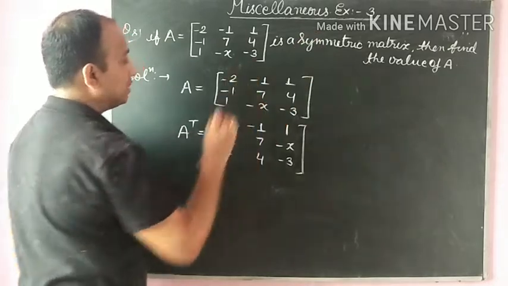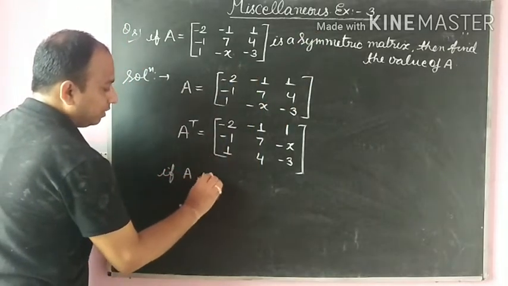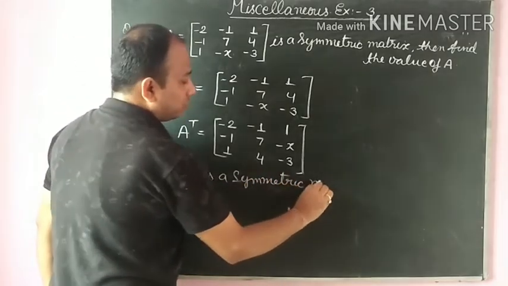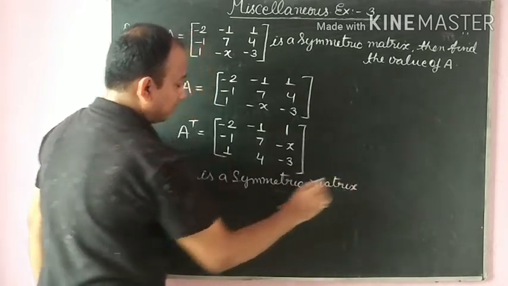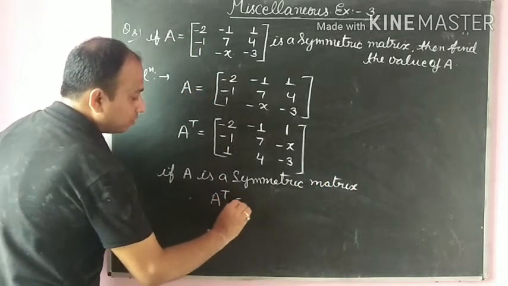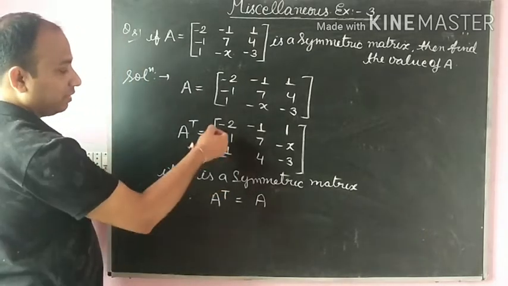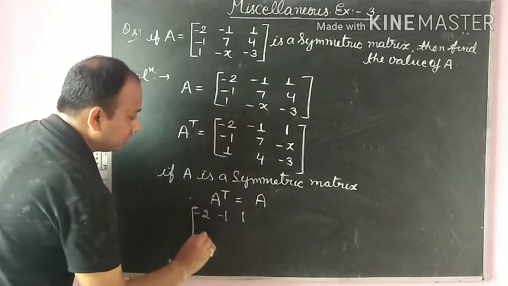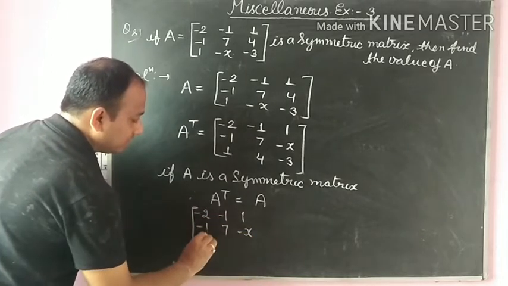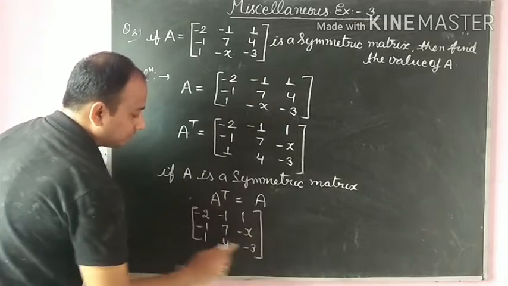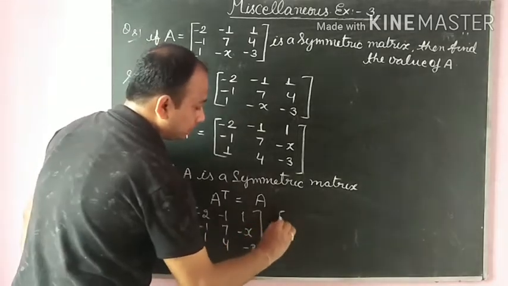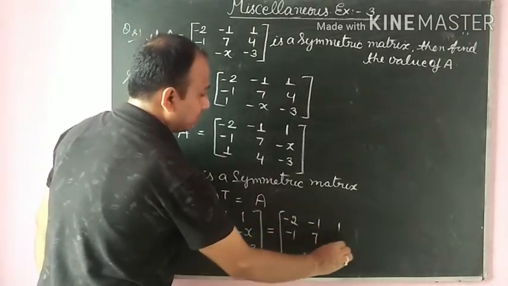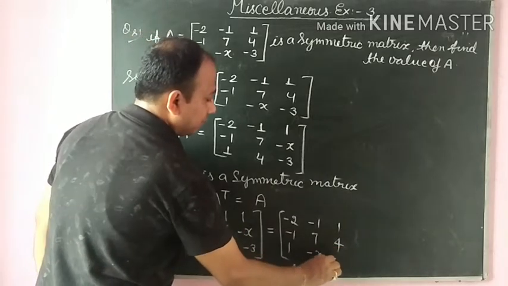Okay, if A is a symmetric matrix, then what is the condition of a symmetric matrix? The transpose of matrix A is equal to itself. Then we put the values of A transpose and A: -2, -1, 1; -1, 7, -x; 1, 4, -3 is equal to matrix A: -2, -1, 1; -1, 7, 4; 1, minus x, and -3.